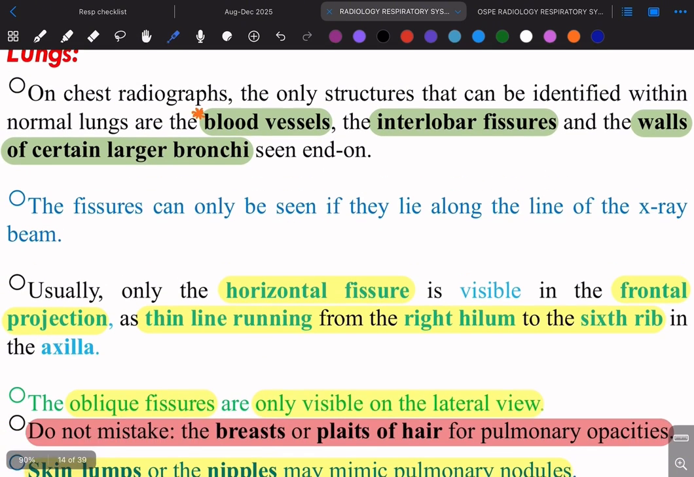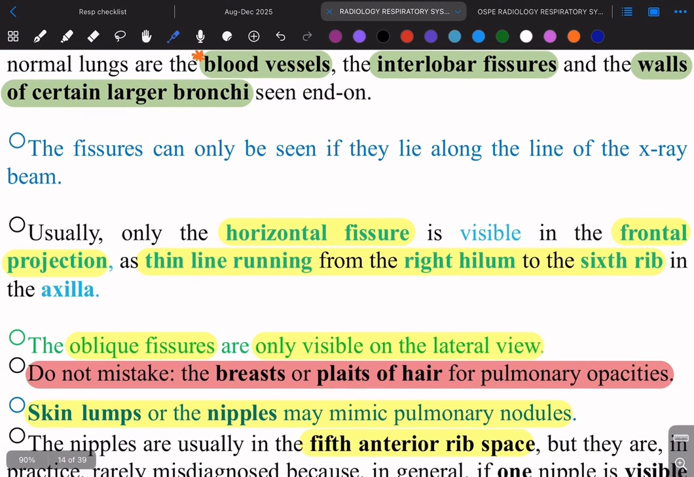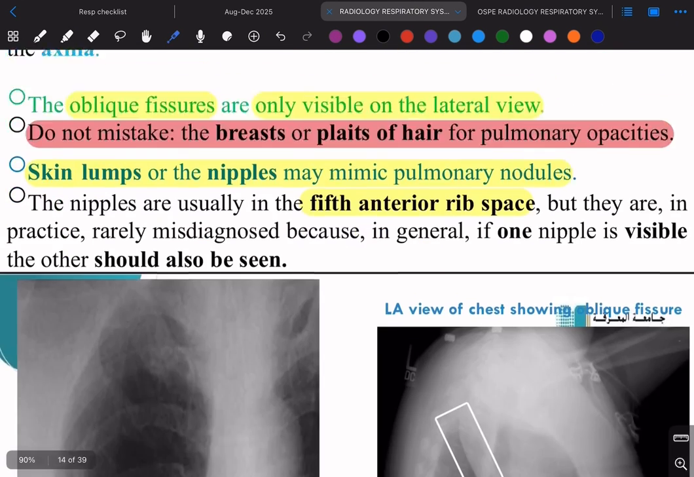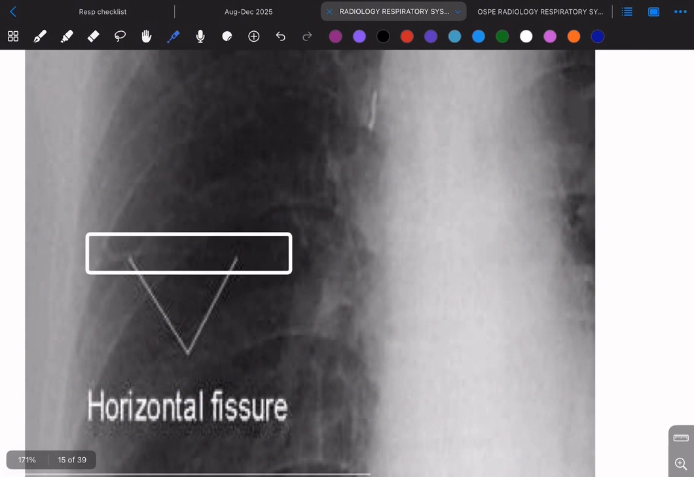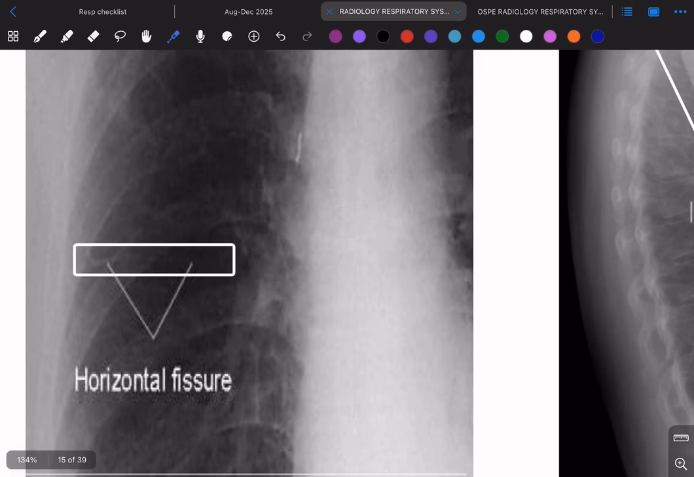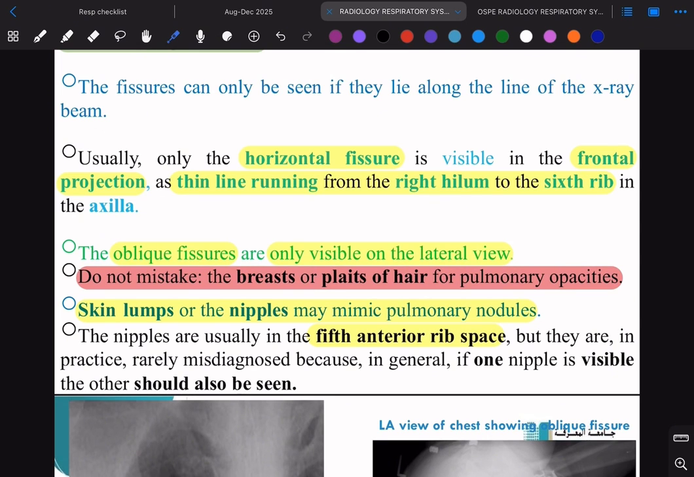It says here that the horizontal fissure is usually seen in the frontal projection, or the PA view. How does it appear? It appears as a very thin line running from the right hilum to the 6th rib. Okay, let's see it here. It's a very thin line. If you really pay attention, you can see it. It's a very, very thin white line that appears between the right hilum and the 6th rib.